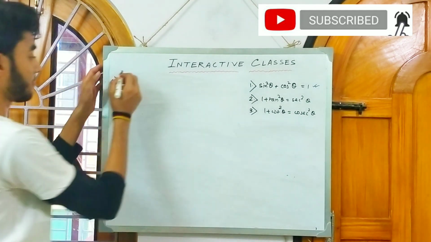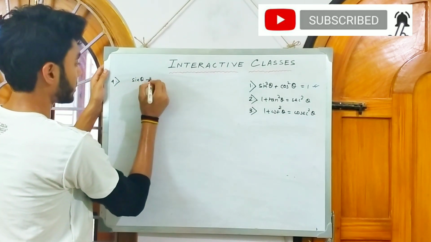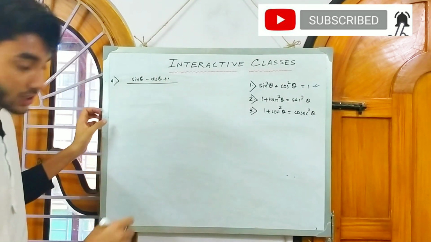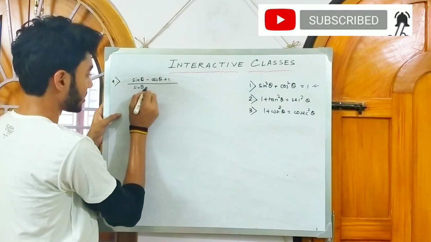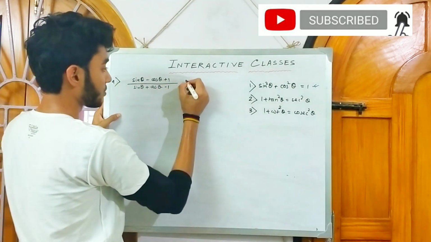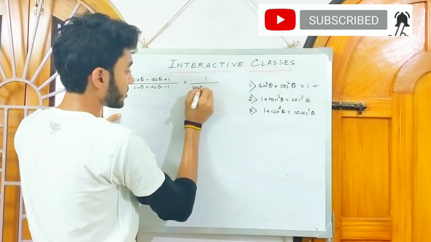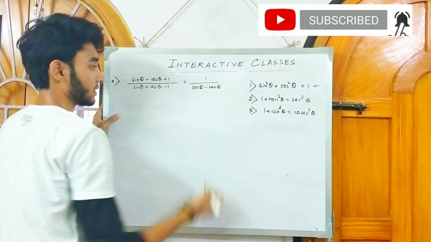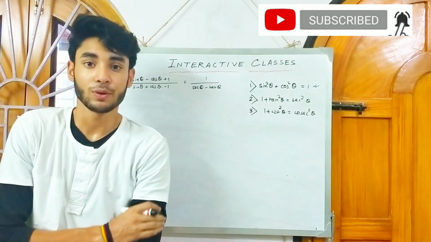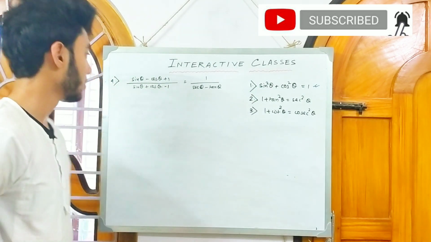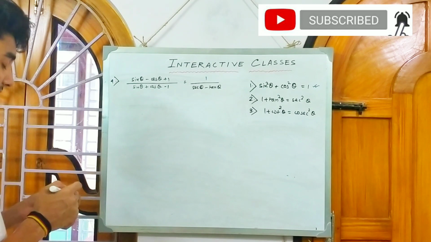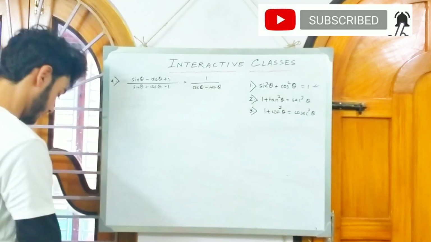Sin theta minus cos theta plus 1 by sin theta plus cos theta minus 1 equals 1 by sec theta minus tan theta. Now this is one of the most important problems in class 10. So before doing this sum, we have to make a rough idea how to solve it.